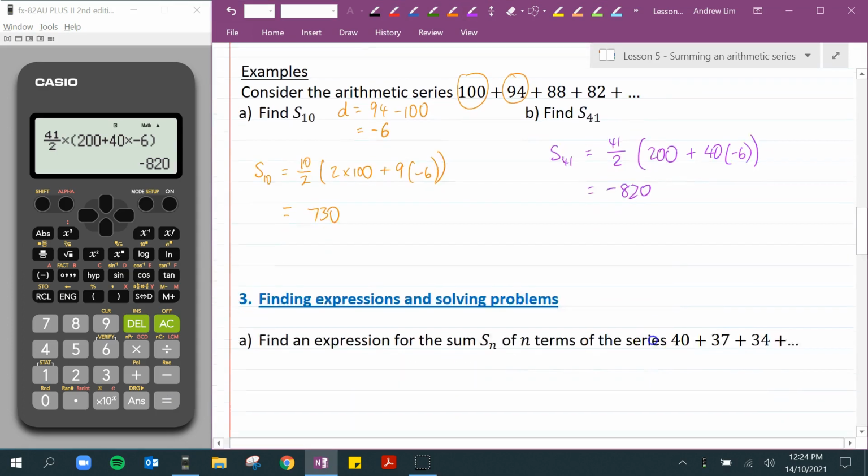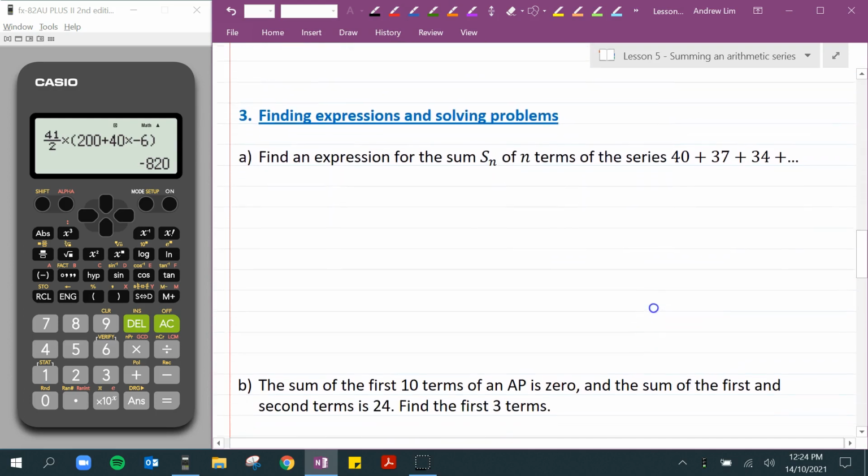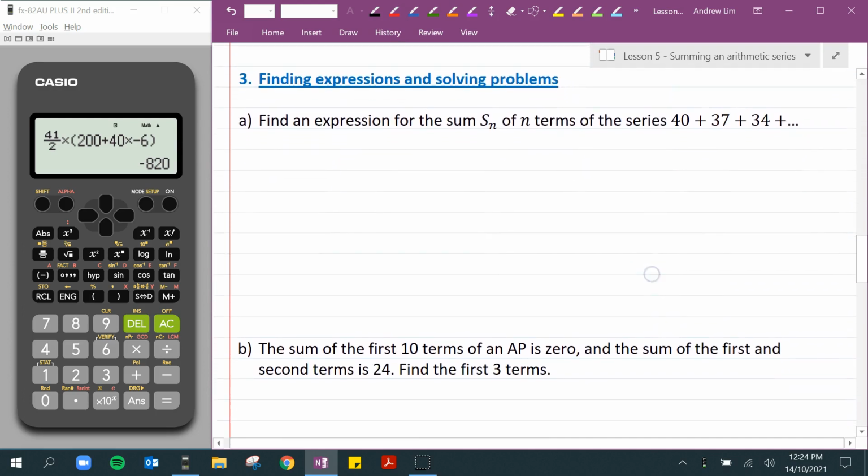All right. Let's have a look at part 3 of this lesson. Finding expressions and solving problems. Find an expression for the sum Sn of n terms of the series 40 plus 37 plus 34 plus etc. So, we know the formula. We don't have the last term, so we're just going to use the formula with the common difference.